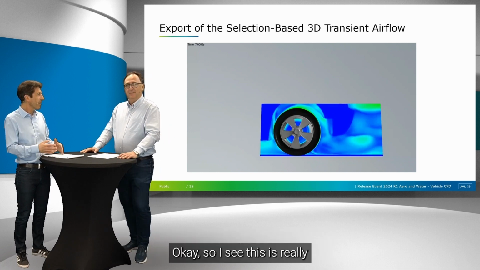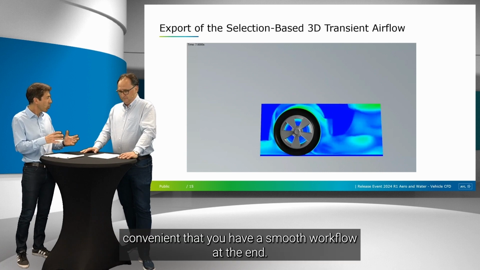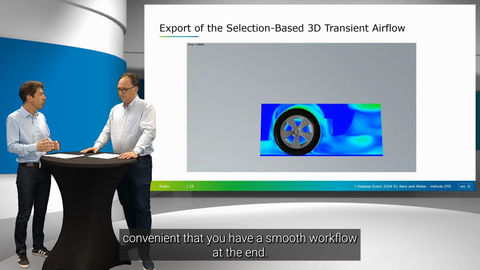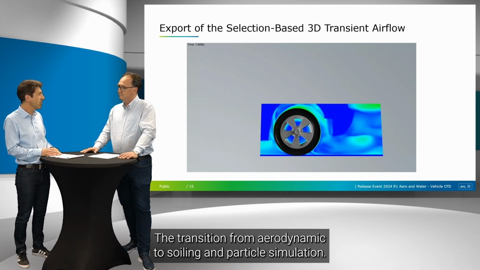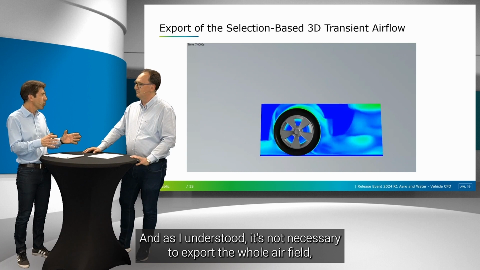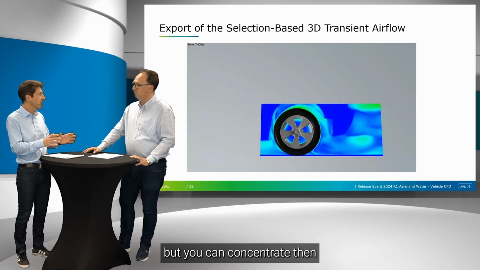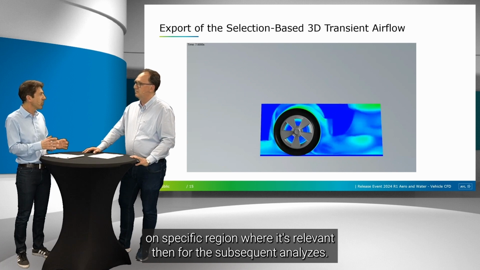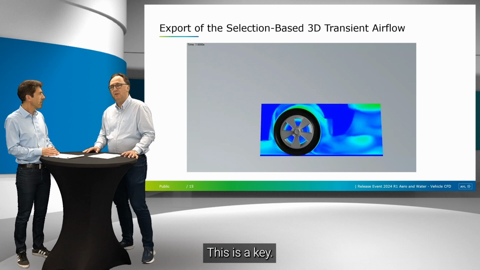Okay, so I see this is really convenient, that you have a smooth workflow and transition from aerodynamics to soiling and particle simulation. And as I understood, it's not necessary to export the whole airfield, but you can concentrate on the specific region where it's relevant for the subsequent analysis. Exactly, yeah. This is the key, as I already mentioned.